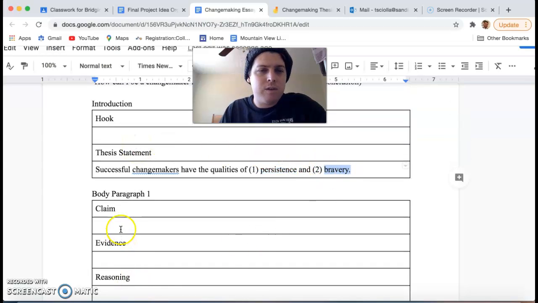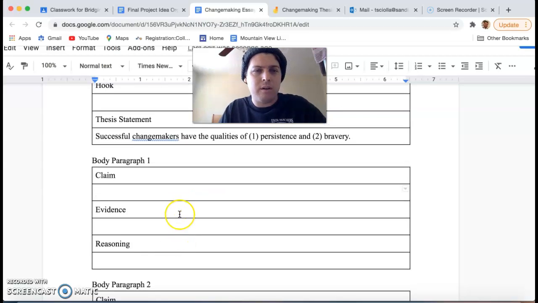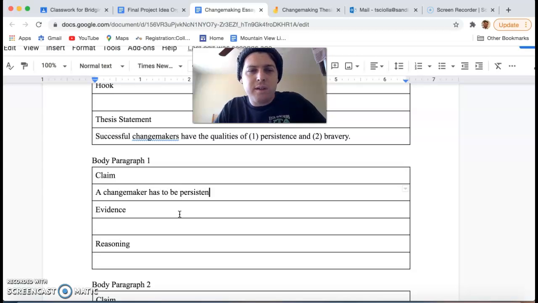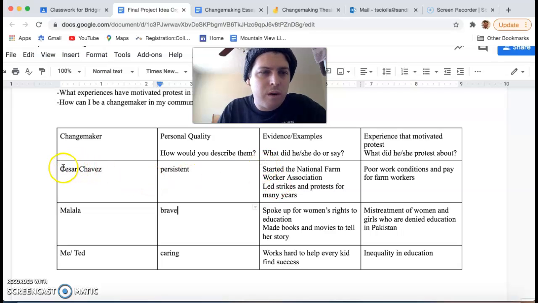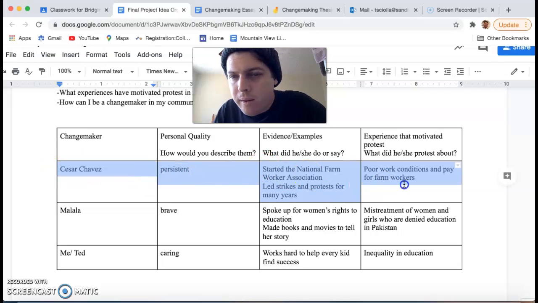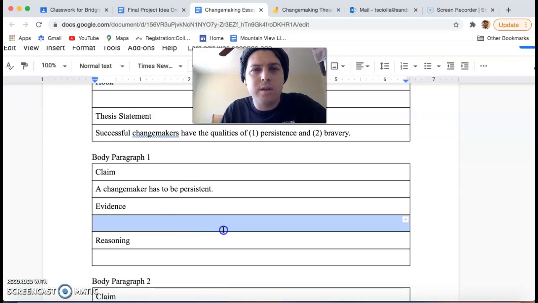You're just going to repeat the same kind of claim from your thesis statement here for body paragraph 1. A changemaker has to be persistent. Period. That's just a very simple way of putting your claim, but specific for your first topic. And guess who you're going to write about? Whoever you wrote about in your idea organizer, that is going to be your evidence. So you would tell me all about Cesar Chavez and what they did that shows their persistence.